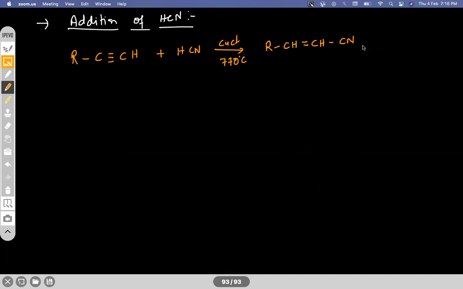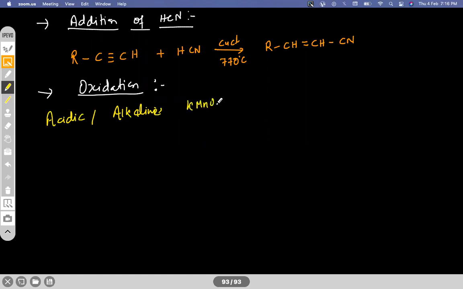Write down oxidation of alkyne. In NCERT, they haven't given the reaction much. We're not following NCERT at least over here, right? For competitive exams, NCERT organic chemistry is not that good. Write down acidic or alkaline KMnO4.